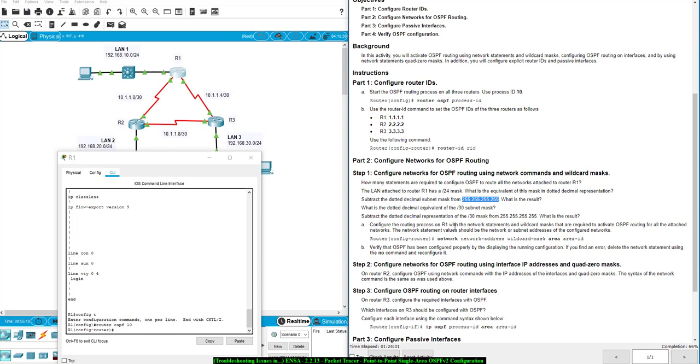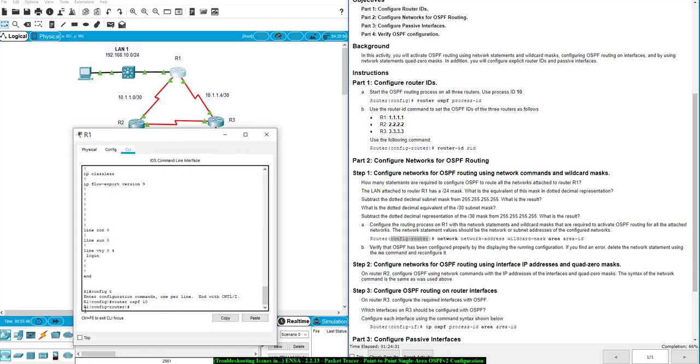All right, configure the routing process on R1 with the network statements and wildcard masks that are required to activate OSPF routing for all the attached networks. The network statement values should be the network or subnet address of the configured networks. So here's the way we have to enter it. We have to do network, and notice where we're at on the global config mode. We're in router, and then config router, and that's exactly where I'm at right now.